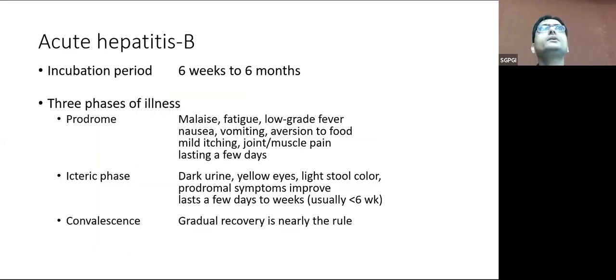So in acute hepatitis B, usually the incubation period ranges from 6 weeks to 6 months. And as in other viral illnesses, it has three phases of illness. First will be prodrome, where prodromal symptoms like malaise, fever, anorexia, nausea, vomiting, etc. will be seen, which will be followed by the icteric phase, where the patient will develop icterus and will have resolution of prodromal symptoms and appearance of icterus. And then if the patient recovers, this will be known as convalescence phase, and gradual recovery is the rule. And if the patient deteriorates, then he or she may land up in acute liver failure.